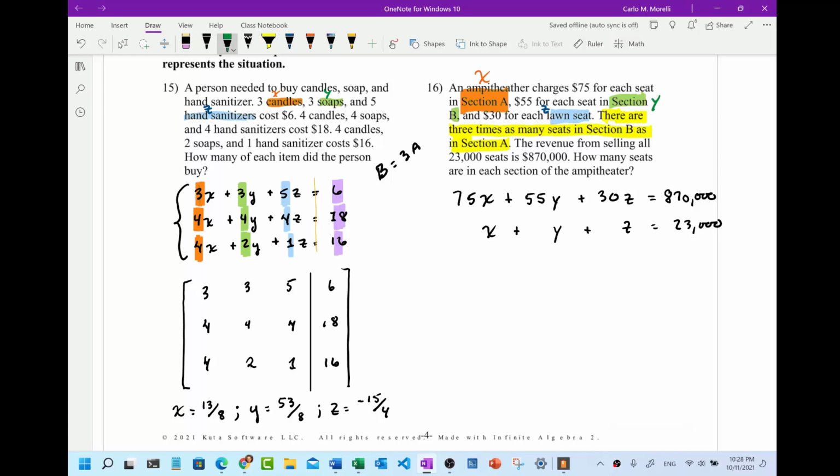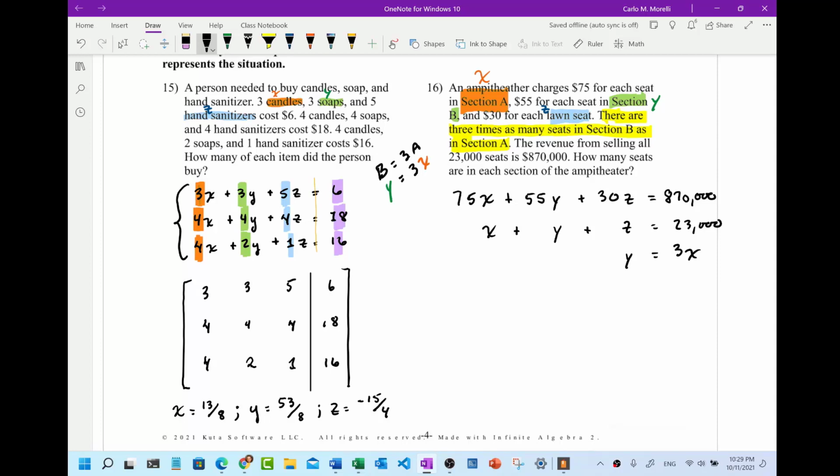Now replace those letters with their respective variable assignments. So we said section B was y. So y is equal to 3 times x. All right? So that's your third equation. You write y equals 3x. I know it looks weird.